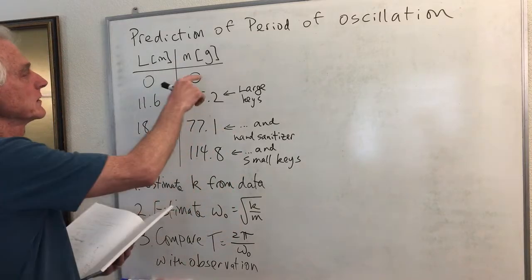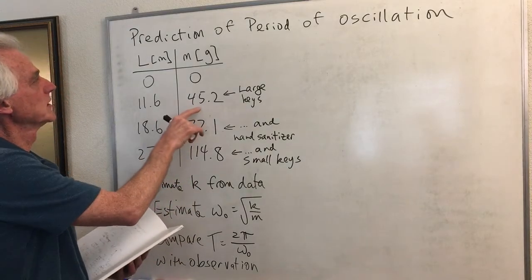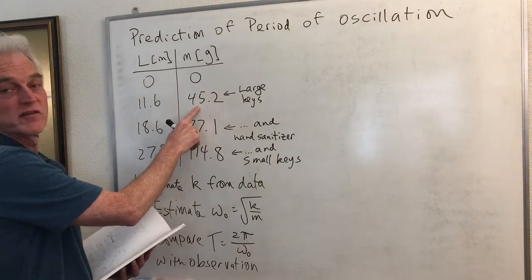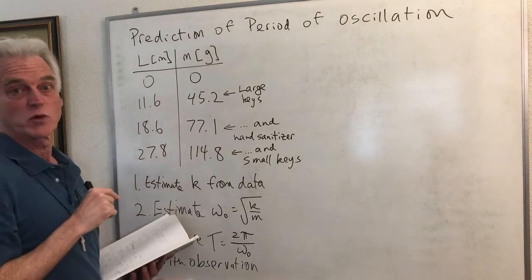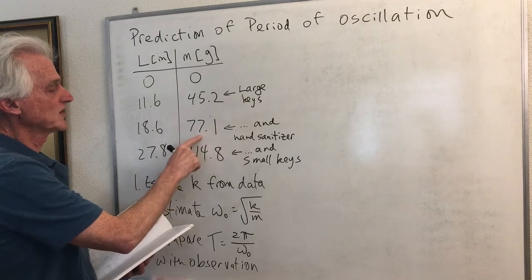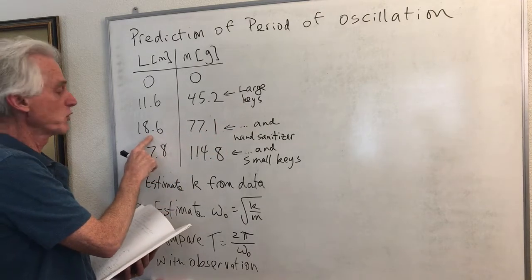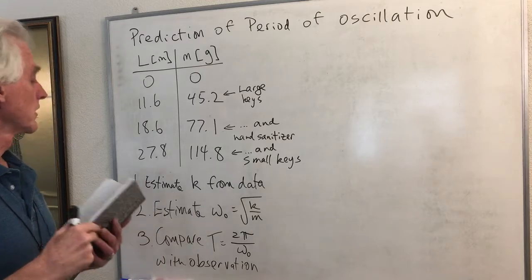So here's no mass. When I hung those large keys with that mass, 45.2 grams, G is grams, it stretched 11.6 inches. And then when I have the large keys and the hand sanitizer, it stretched 18.6 inches, etc. All right.